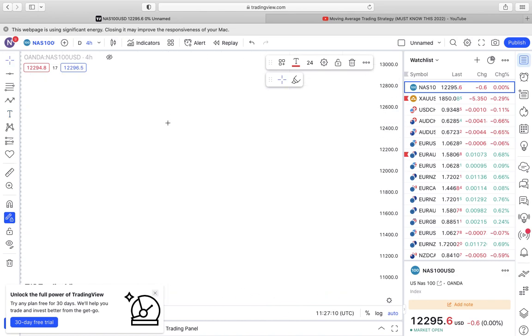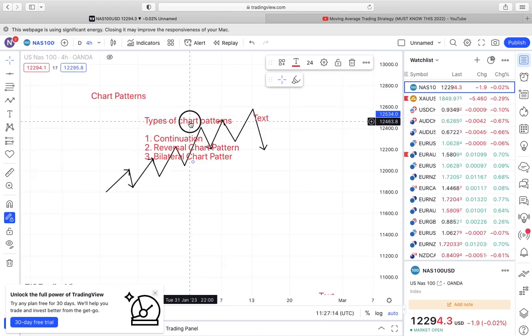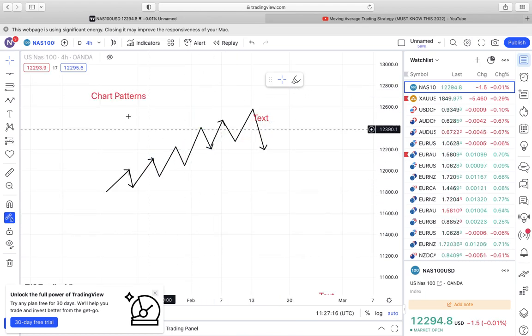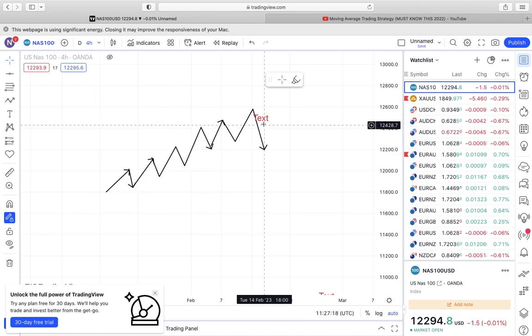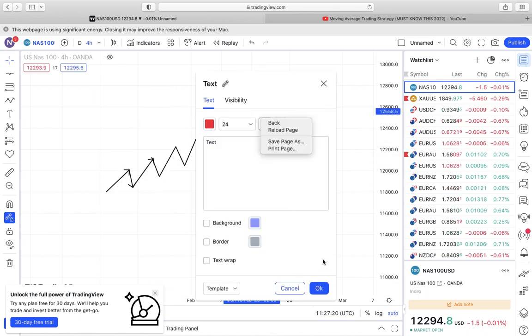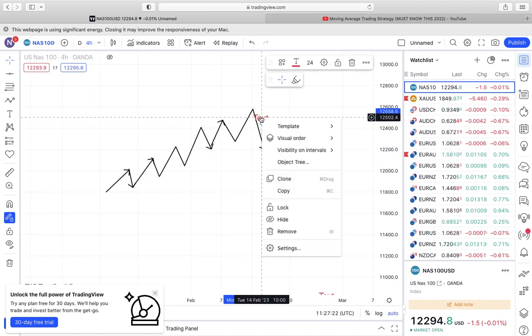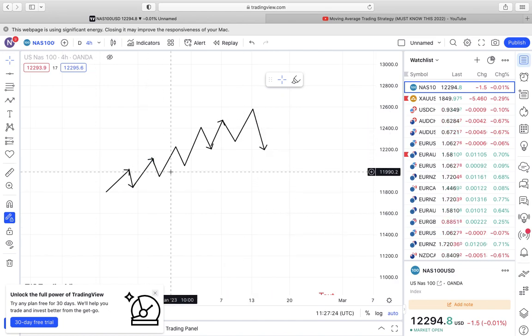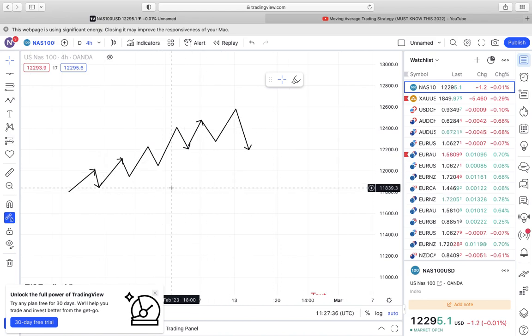Continuation chart pattern. Let me remove everything. Let me remove this drawing. We are just going direct to the continuation chart pattern. I had already drawn a chart pattern continuation structure, which we are going to use for explanation. Now this is how this works. Let me say you have a structure like this.